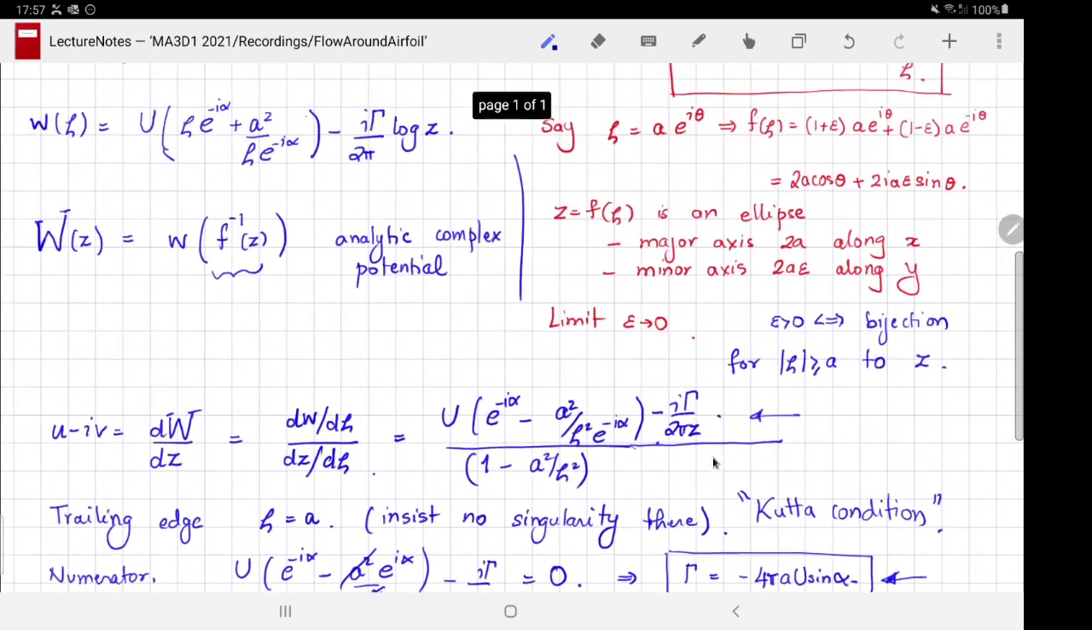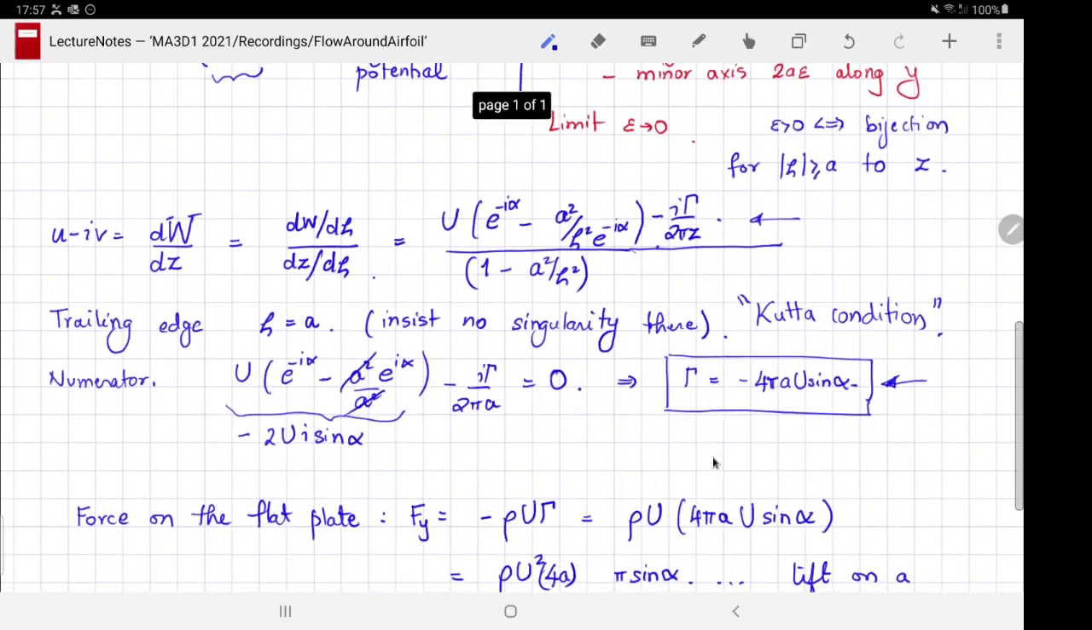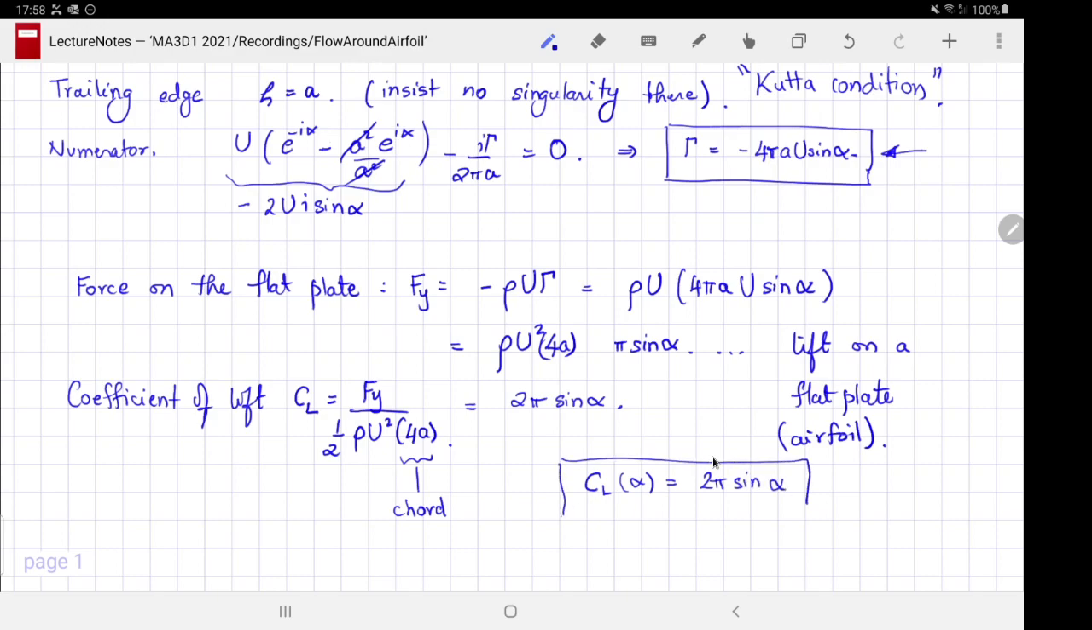Why 4a? Because 4a is the length of the flat plate. It is 2a on this side and it is 2a on this side. And that gives us the 4a. So 4a is the length of the airfoil, termed the chord of the airfoil for whatever reason. That's the terminology that is used. So now if I substitute the Fy in this expression, then what I'm left with is a 2 pi sine alpha. So the lift coefficient as a function of alpha has this behavior. That's our prediction for it.